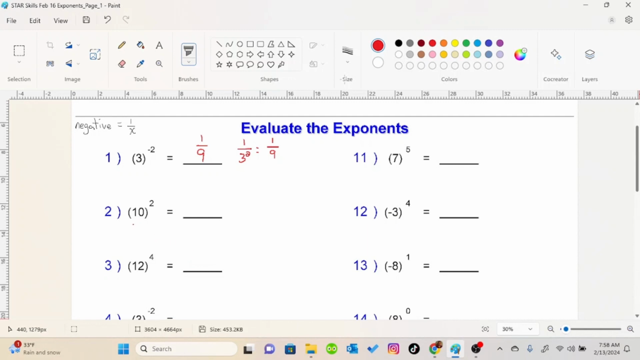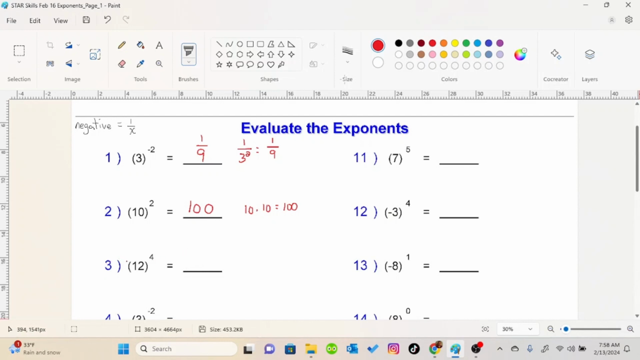Number 2, we have 10 squared. This means 10 times 10, which equals 100. So our answer would be 100.